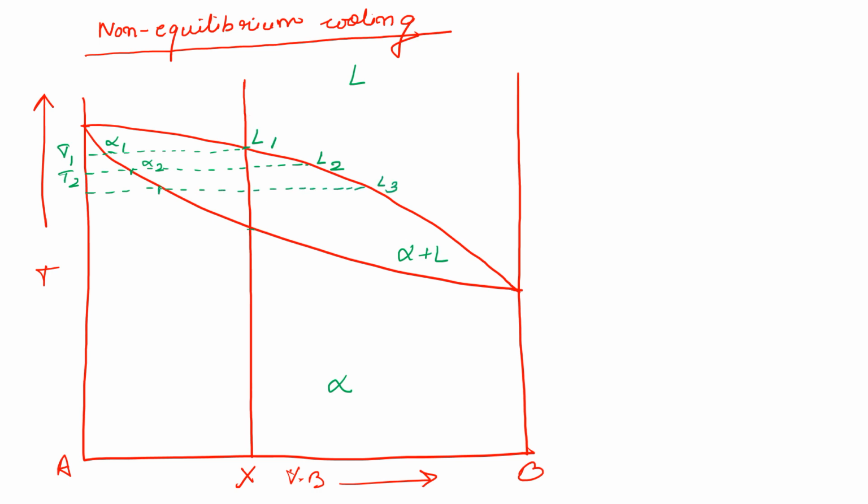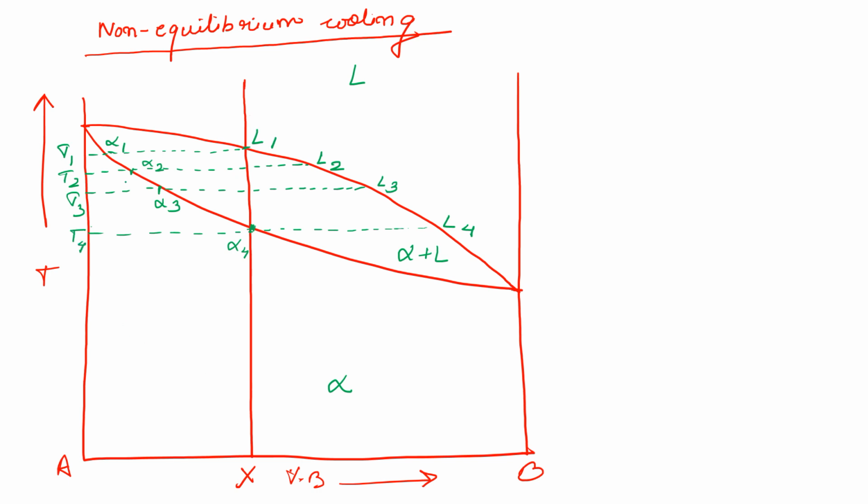L3, alpha 3 at T3, and let's say T4 is here. So this is L4, and this is all equal to Cx. So that is equal to this X composition.